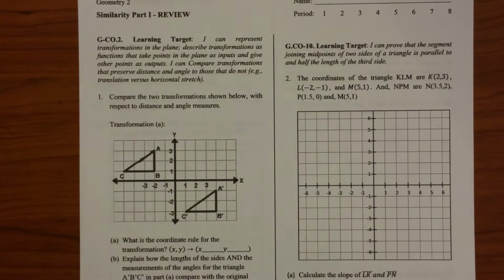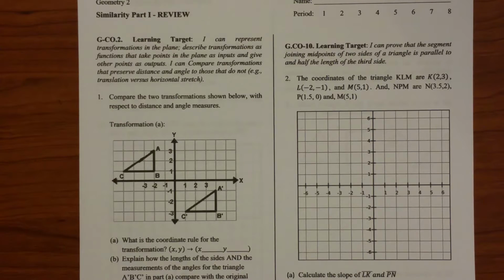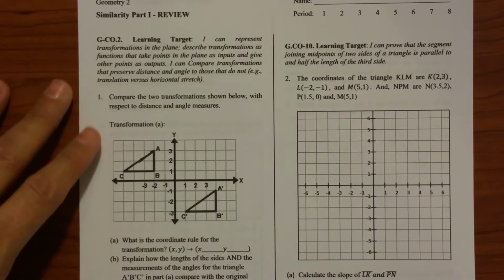This is Geometry Similarity Part 1 Review. This goes along with Unit 5. Unit 5 has 2 tests. It is a big unit, so that's why it's broken up into 2 separate tests. So let's take a look at what we got here.